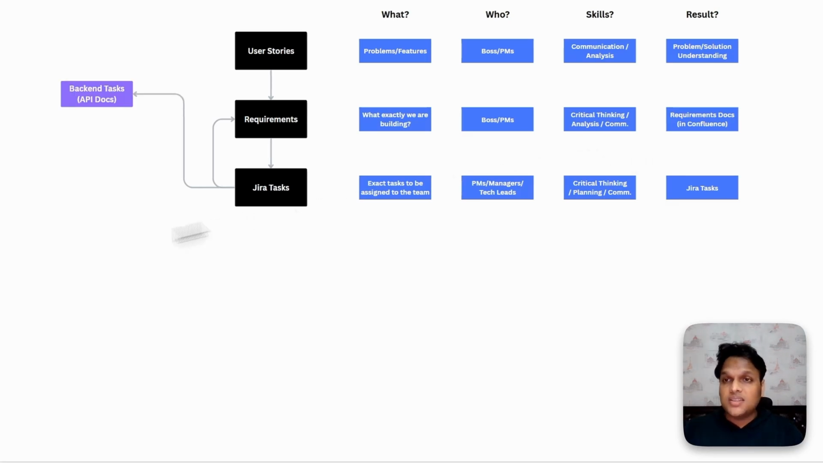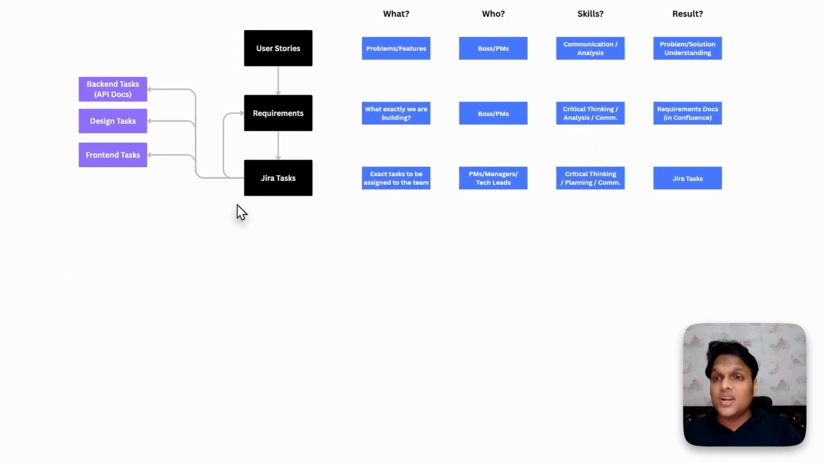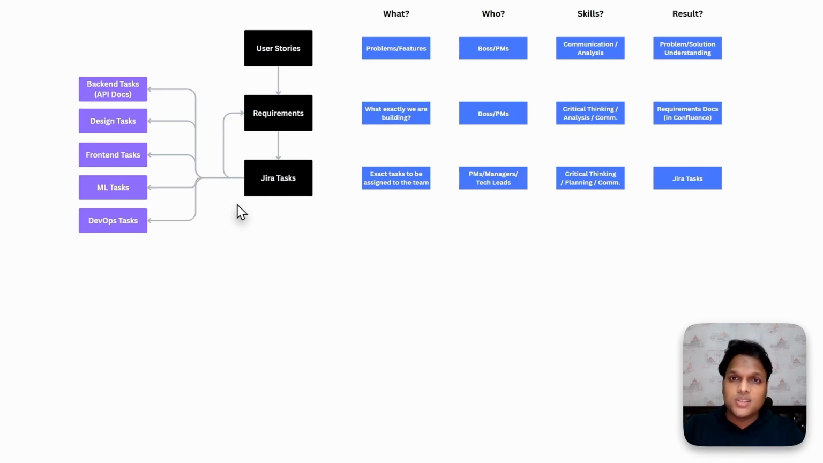For example, there could be some backend tasks, API docs which need to be created, design tasks. Then you have front-end tasks. Then you have ML tasks. If you have the ML, then you have DevOps tasks. So all of this is created during this stage.